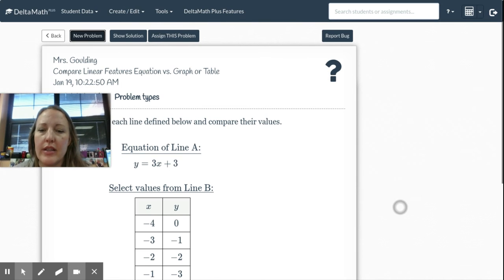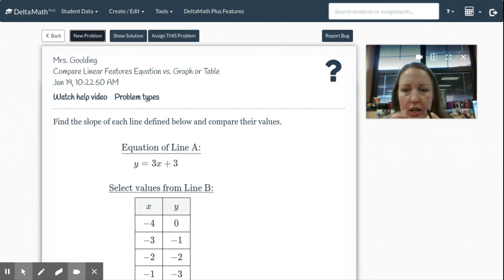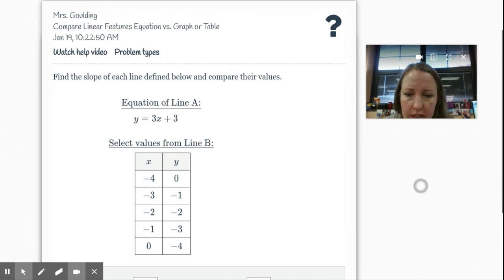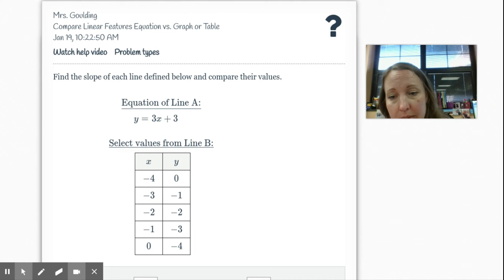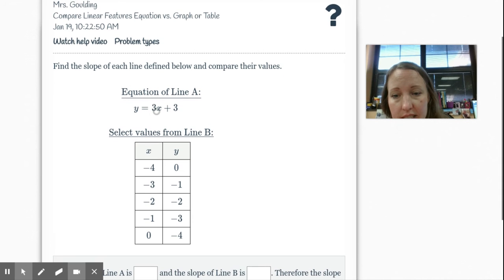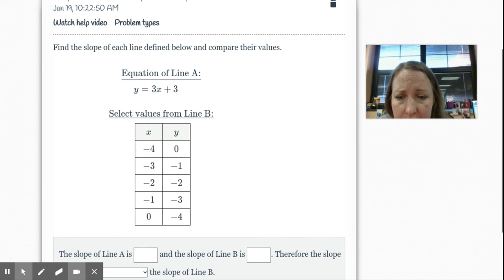Okay, so in this setting, it's a little different. So we have an equation that's in slope-intercept form, and then we have one that's just a table of values. So one of these is easy to find, and we have to be careful. This time it's asking for the slope. So the slope here, y equals mx plus b, the slope of line A is 3. That's easy to see, right? But down here, we have to find the slope.